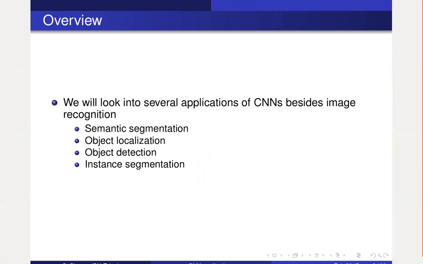At least initially, most of the applications are on computer vision, on image processing and so on. So let's look at several of these applications in computer vision. Besides just image recognition, we'll look into semantic segmentation, object localization, detection, and so on.